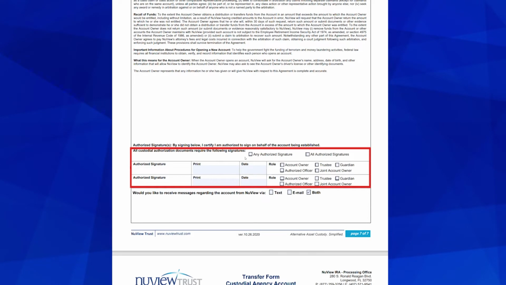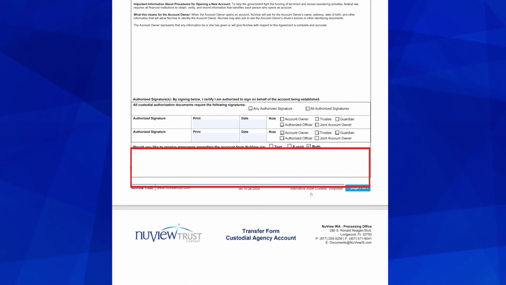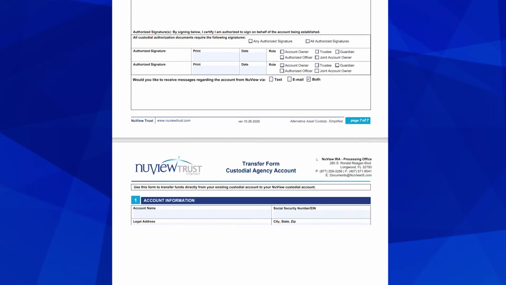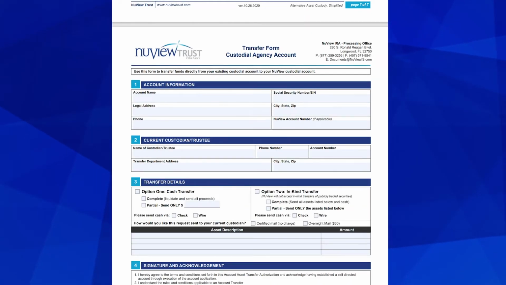However, if there are multiple responsible parties on the account, we want to know if we need to see every signature from every authorized individual or just any of them. So please determine that here with either of these two checkboxes. Authorized signer, signature here, print, date, the role. Again, if there's more than one, please make sure they are both signing if all authorized signers are required. And lastly here, would you like to receive messages regarding the account from NuView via text, email, or both? So you have the capability of course, reaching out via phone, but also email and text. Let us know what you prefer, and we'll be sure to follow suit.